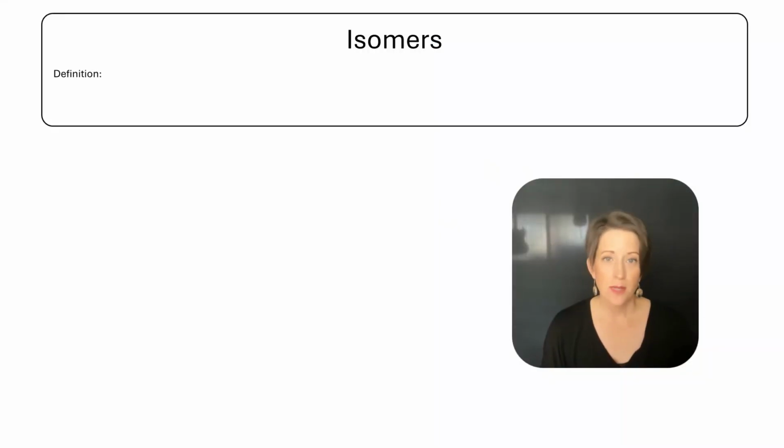On Canvas, you have a student isomers flow chart that you may use to take notes, as we're going to be talking about isomers throughout this semester. So we're going to keep adding onto this flow chart. This is just one part of the flow chart so as not to overwhelm you right away.